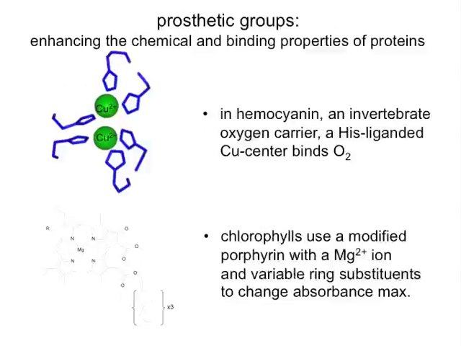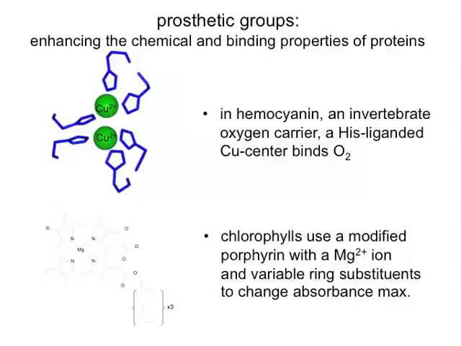There are a variety of other prosthetic groups, and we don't have time to go over them today. You will talk more about them in the second semester of biochemistry if we see you there. But let's just take a couple of examples. So prosthetic groups, of course, as we know, enhance the chemical and binding properties of proteins. The heme of hemoglobin and myoglobin allows it to position an iron atom such that the iron atom can interact with oxygen. There are other ways that you could do that, though. Hemocyanin, an invertebrate oxygen carrier, has two copper ions that are immobilized with a series of histidines. In this case, the copper center is actually the oxygen carrier.